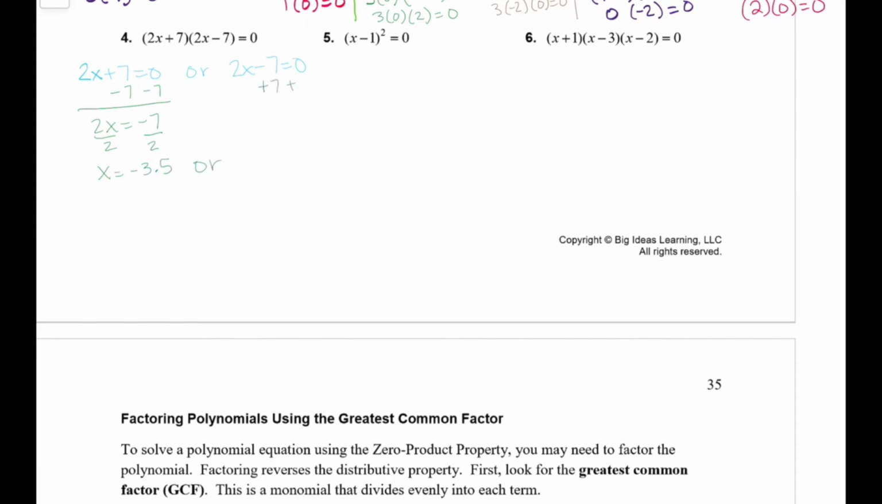On the other equation, we're going to add 7 to both sides, so we get 2x equals 7, and we divide by 2, and x will equal positive 3.5 there.